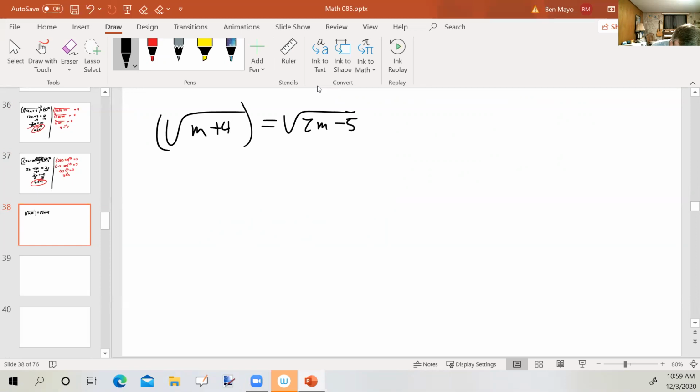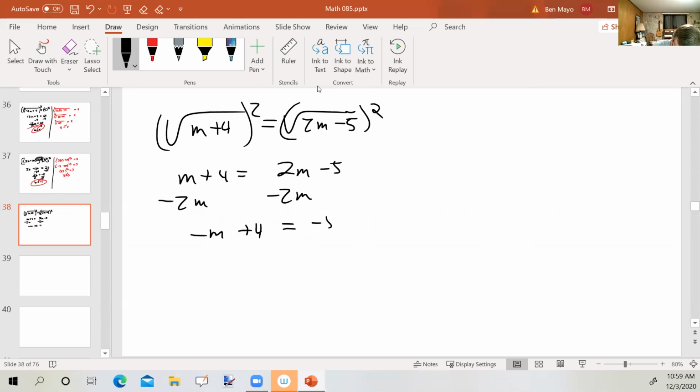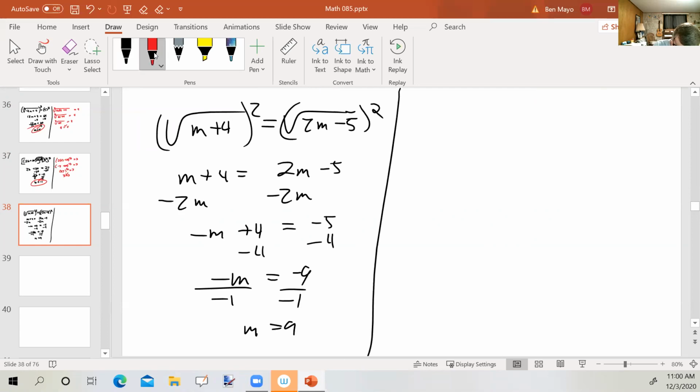So now I'm going to square both sides, and I get m plus 4 equals 2m minus 5. I'm going to solve for m on the left. I'll subtract 2m from both sides. So I get -m plus 4 equals -5. Subtract 4, -m equals -9. Divide by -1, m equals 9.